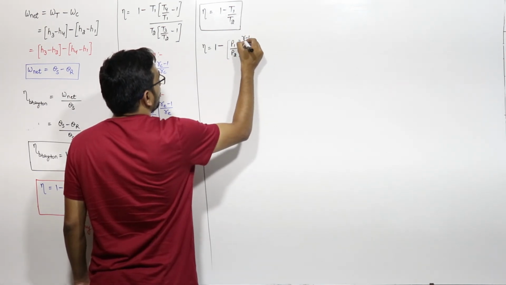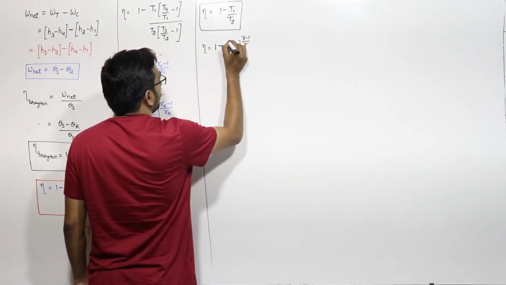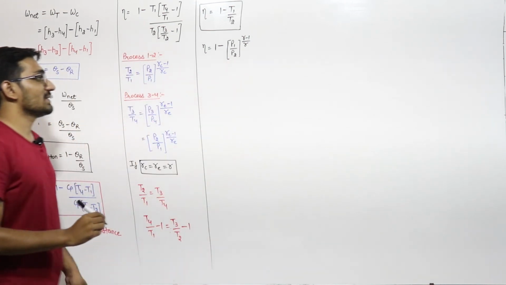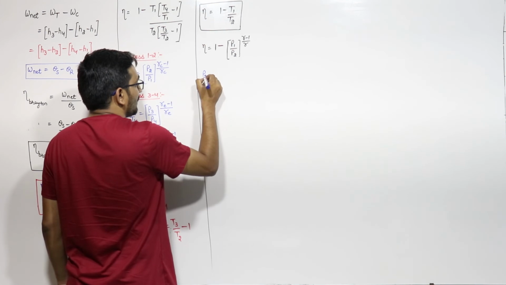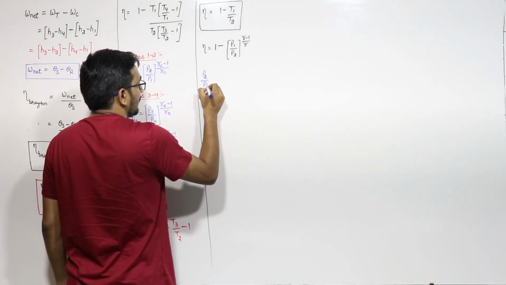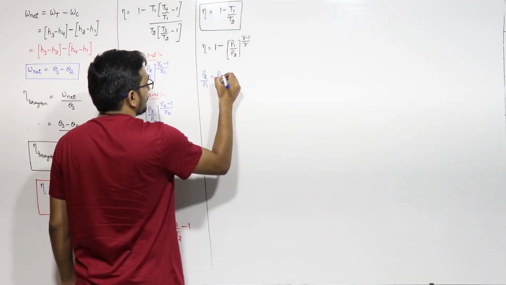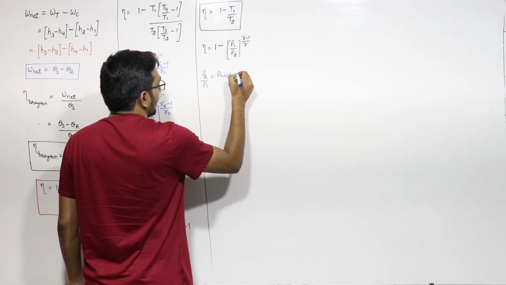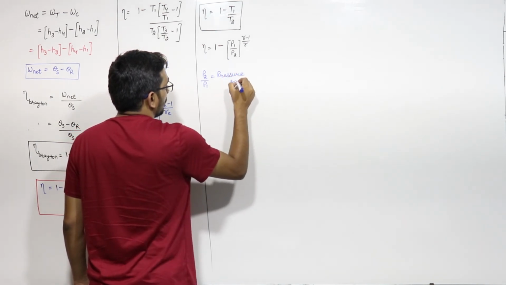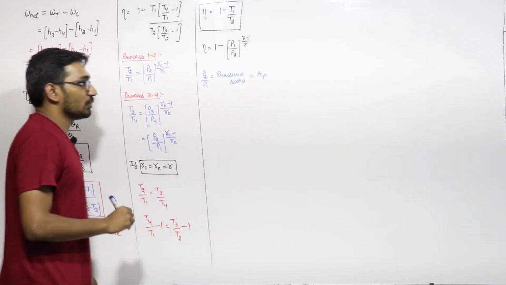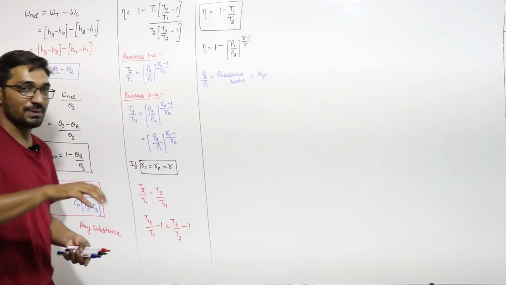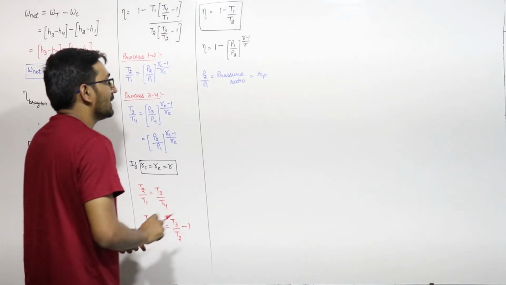P1 by P2 raised to power gamma minus 1 upon gamma, right? Because both the gammas are same, so you can write like this. We are defining P2 by P1, the increase in pressure in process 1, as the pressure ratio, and I will denote this with the letter Rp. How much pressure is increased during the compression is the pressure ratio.